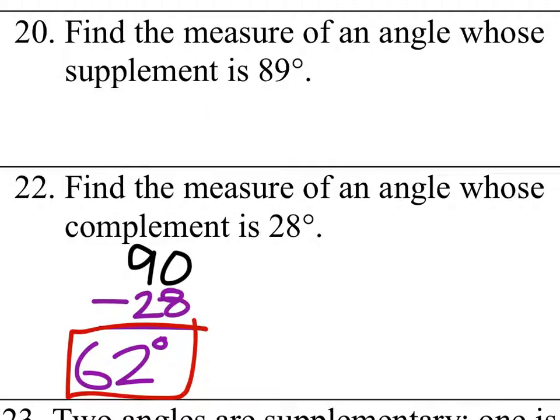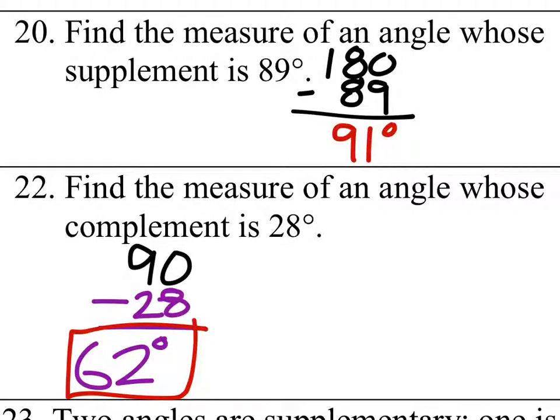Number 20, find the measure of an angle whose supplement is 89 degrees. So supplement means that they add up to 180 degrees. So I'm going to take 180 and subtract that 89 degrees because they are supplementary, and we get 91 degrees. Bam.